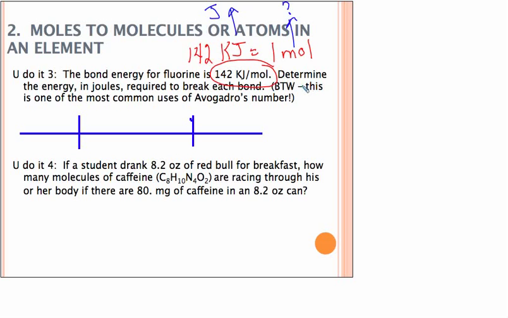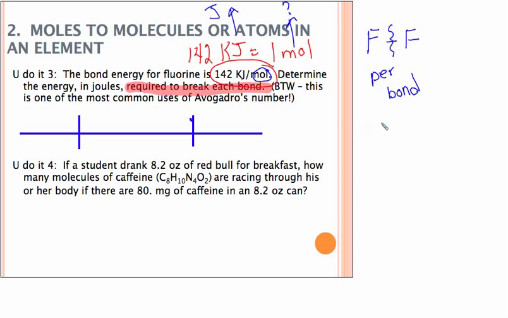Let's see if we can read the question and get a better idea, because this is often an implied concept. Do you notice here that it says in joules required to break each bond? So what the question is asking is we have a fluorine-fluorine bond, and it takes energy to break bonds. It's like a force of attraction, and we want to break that bond. This gives us energy per mole of bonds. We want to know the energy per bond.